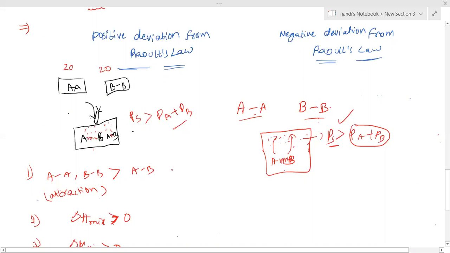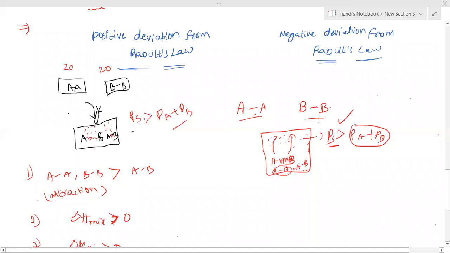So the vapor pressure is more for the P solution, which is expected. Whenever they have weak attraction, the A and B molecules can move far away from each other. This is A B, and again another A B. They are not near to each other because they have very little attraction. So the volume also increases a little bit, not 1 liter, 2 liters, just a little bit.